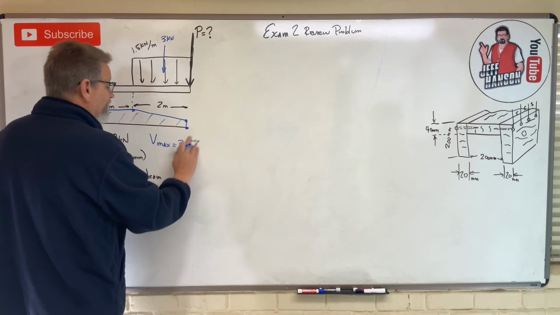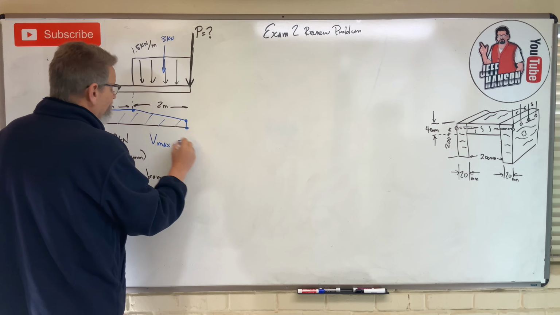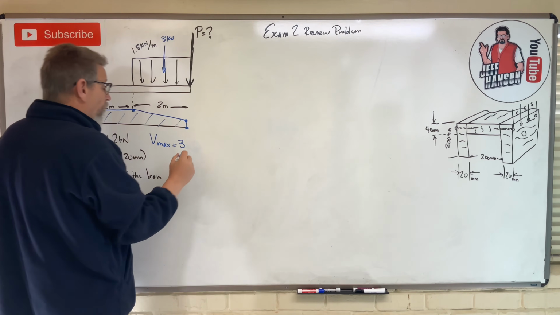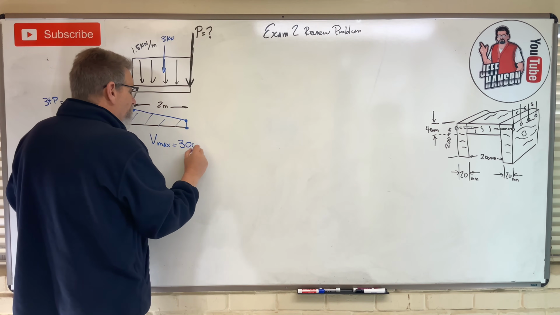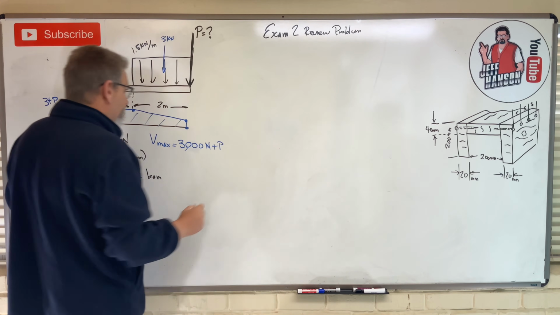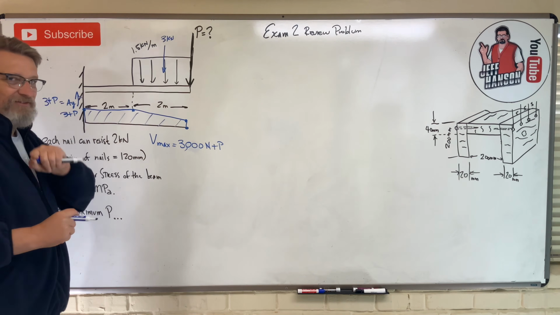Now that's in, let's do this. That's in kilonewtons, isn't it? That's kilonewtons, stone cold kilonewtons, okay? We'll do 3,000 newtons plus P, okay? Is that cool? That's V max, okay?